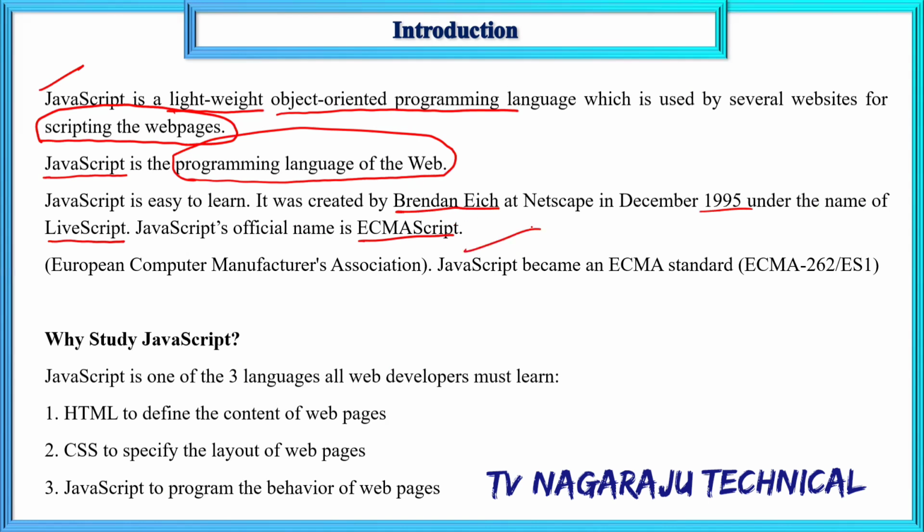What is the reason for studying JavaScript? First, we already discussed HTML. By using HTML, we define the content of the web page. By using CSS, we provide the layout, that is, how the content is to be displayed in the web page. Now, by using JavaScript, we program the behavior of the web page. Suppose you click on a button, what needs to happen? That is the behavior of the web page. So that is the reason. All these three together create a web page.